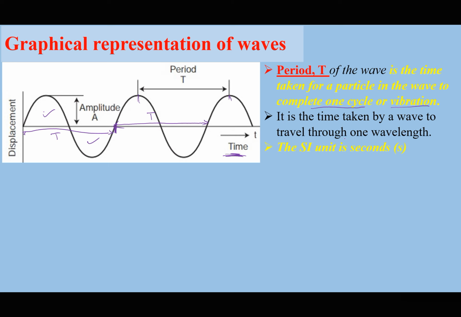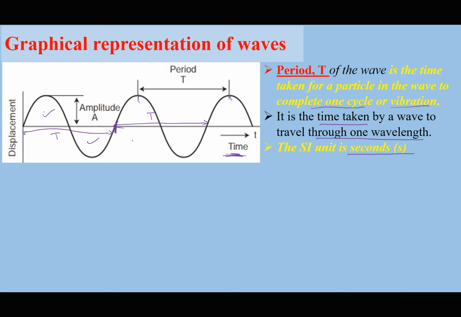Remember, wavelength could also be called the distance covered by a wavefront in one cycle. Now we are saying the time taken by a wave to travel through one wavelength, because one wavelength is one cycle, can also be called a period. Period, being time, has SI units of seconds, as we know the units for time.